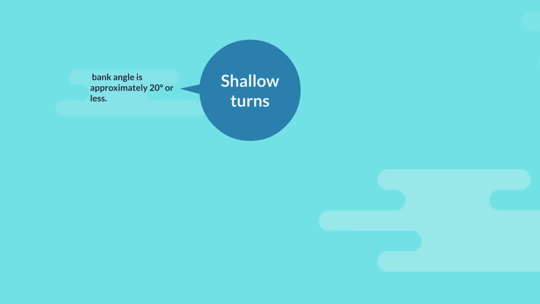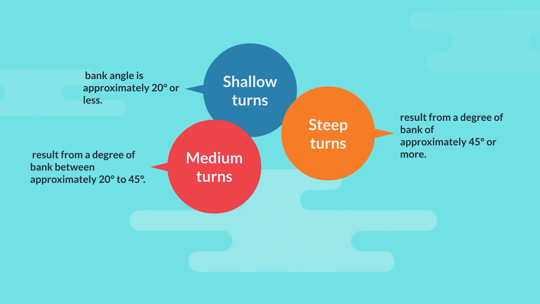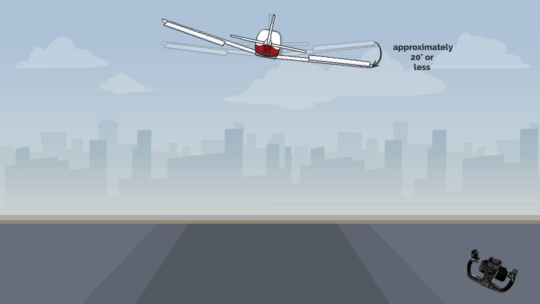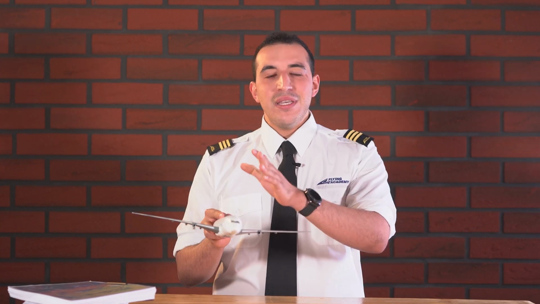But today, we will be focusing on level turns, which are divided into three main categories: shallow turns, medium turns, and steep turns. Shallow turns. These are the turns in which the bank angle is approximately 20 degrees or less. This shallow bank is such that the inherent lateral stability of the aircraft slowly levels the wings unless the aileron pressure is maintained at the bank angle. In other words, we have to keep the pressure on the yoke, keeping the aircraft at the desired bank angle, otherwise the aircraft would want to come back to level flight.